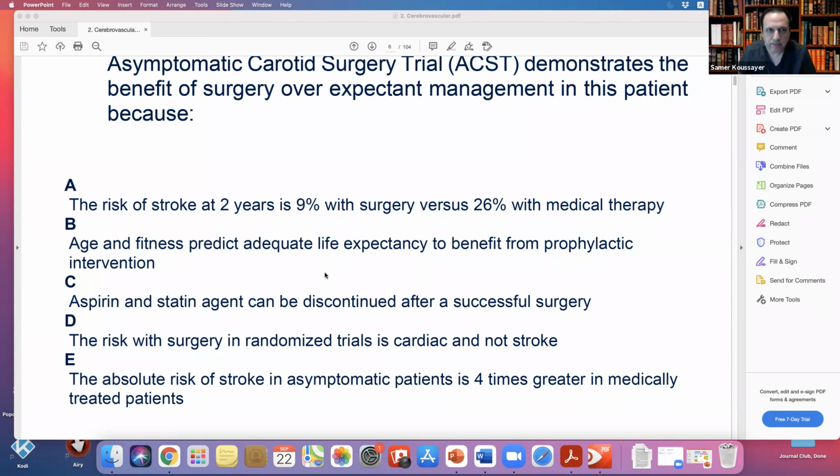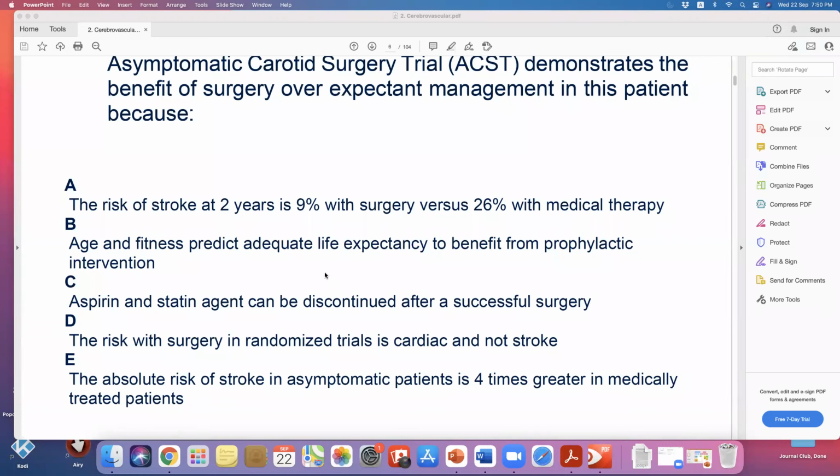Well, let's stop at this one. As I said before, the ACST study was for 5 years. It's hard to remember these numbers, but this is from the studies. Yes, it's 9% with surgery, but this is after 5 years. So the risk of stroke at 5 years is 9% with surgery and 26% with medical treatment. If they gave you this question with 5 years, then this would be the right answer. But this is 2 years. So remember, the trial was done for 5 years. Anytime you see 2 years, this is wrong. Okay, let's go to the next one.